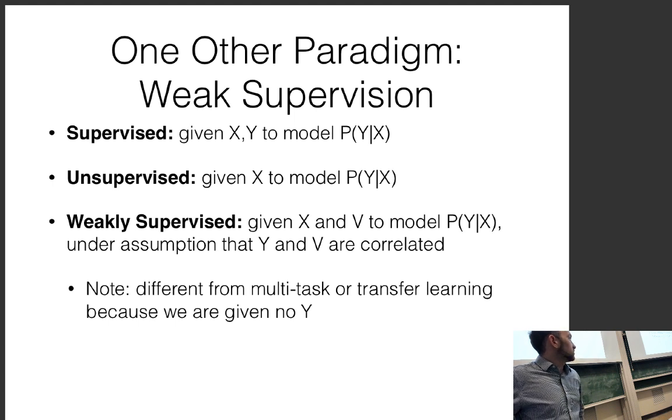One important thing to note is that this is different from multitask or transfer learning because we aren't given any examples of y. So we're only given x and v, and based on this, we need to predict y, which is some sort of underlying structure. This is in contrast to multitask learning, where you're given some examples of x and y and lots of examples of x and v, and you assume that the underlying representations become better.